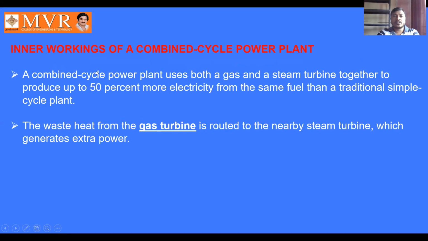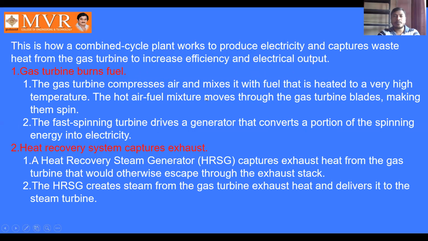We can observe here that a combined cycle power plant uses both a gas and a steam turbine together to produce up to 50% more electricity. The waste heat which is coming out from the gas turbine is routed to the nearby steam turbine. We are transferring the waste heat from the gas turbine to the steam turbine for getting 50% more electricity, which is nothing but a combined cycle power plant.